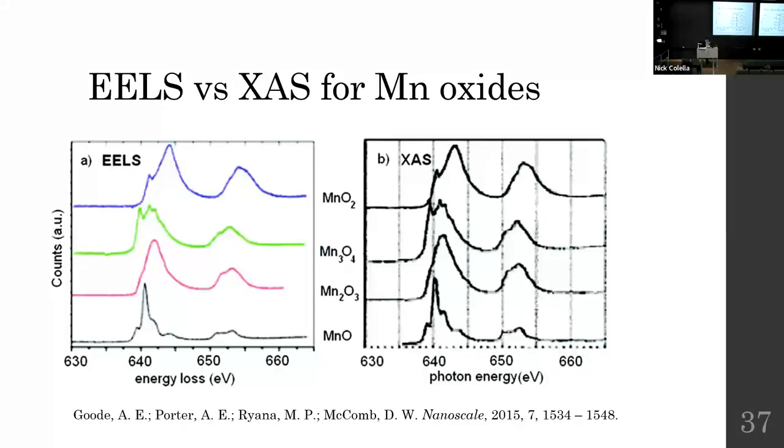You can also look and see where the edges start, which is where this peak here is, and the ratio of the different peaks to each other. So up here, this one is closer to this one. Up here, this one is much larger than this one. So we use features like that to help us identify what the oxidation state is. And again, we can map this, so that's kind of fun too.